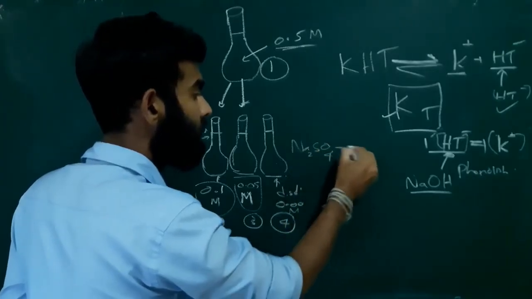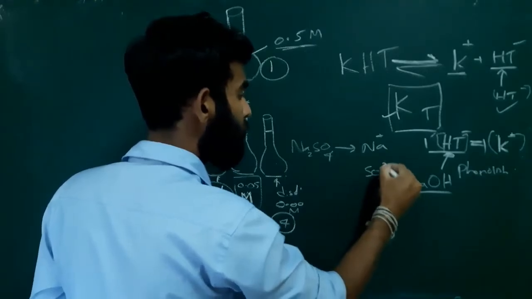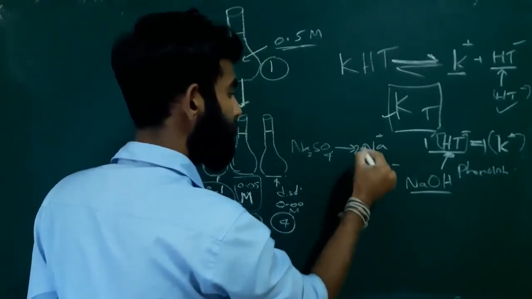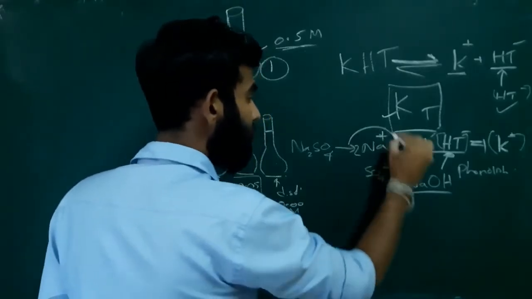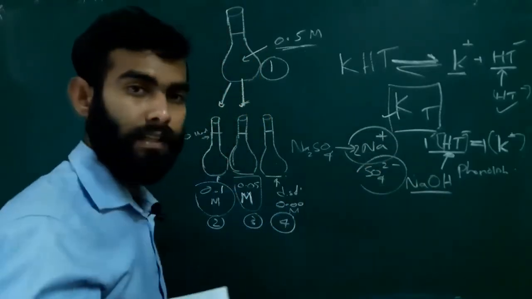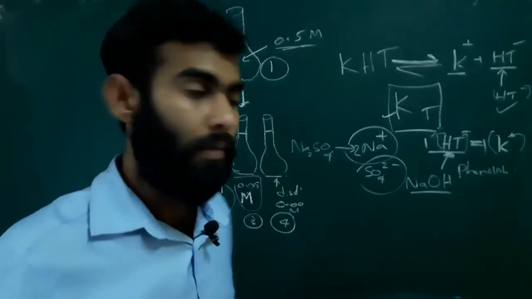Because sodium sulfate, Na2SO4, fully dissociates into Na plus and SO4 2 minus. It dissociates in this way. So because of this dissociation, we can get a particular ionic strength.